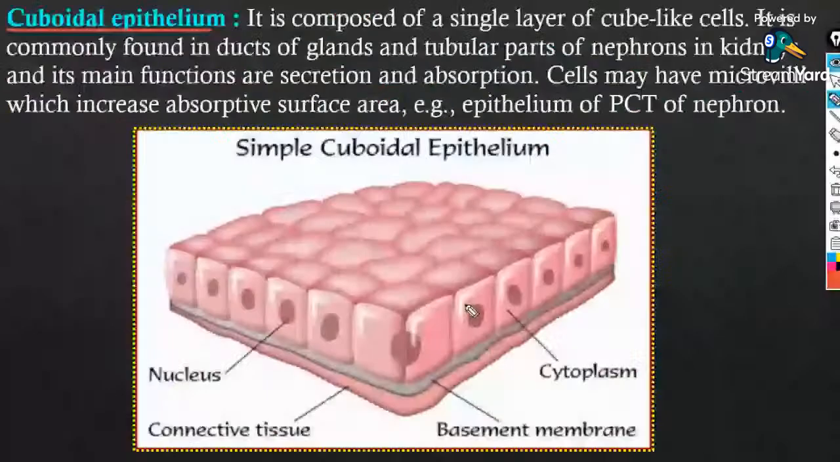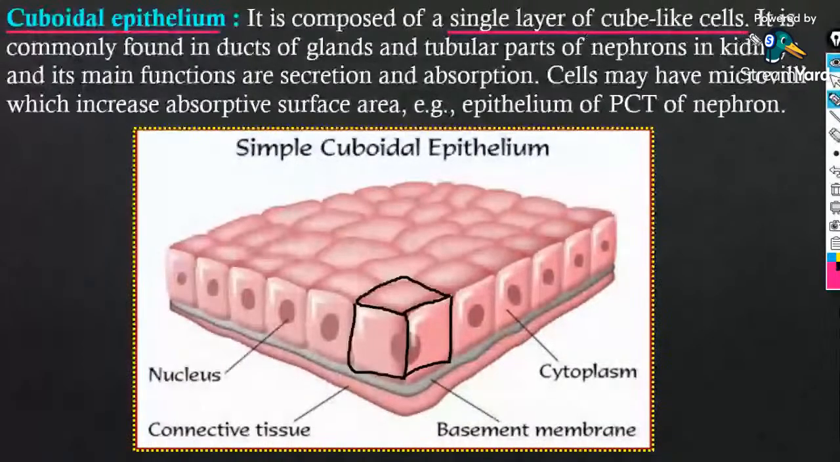Next is the cuboidal epithelium. Look, guys, are the cells arranged like a cube? I'll draw it once again. Is this looking like a cube? Yes, it is looking like a cube. So that is why you call them the cuboidal epithelium. It is composed of a single layer of cube-like cells.